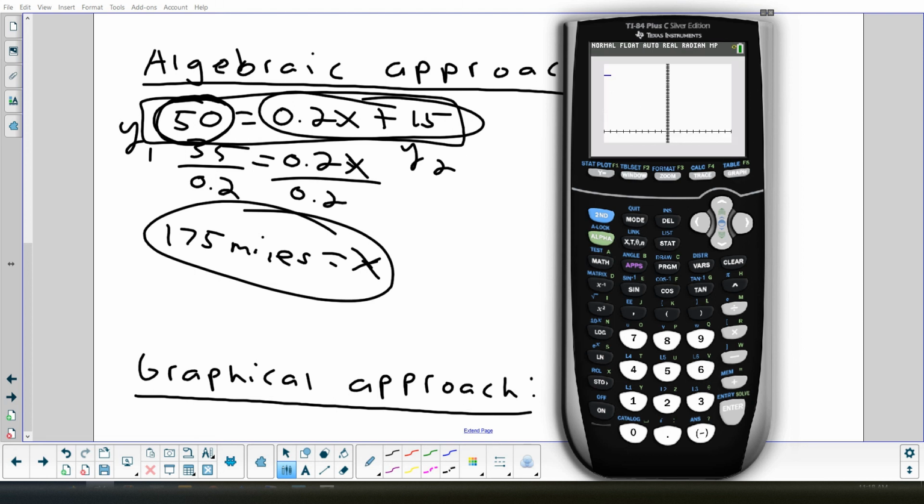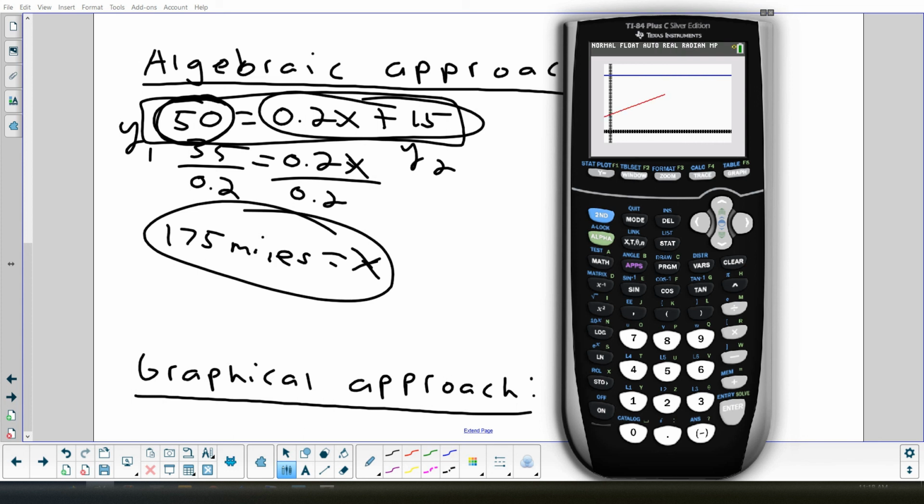Let's hit graph now. Now we can see y equals 50. But what do I have to do now? You have to move further to the right, so you can actually see where they intersect. I already know how far to the right I have to go. I'm only going to 10, right? If I was doing this problem, I might have to guess. Maybe I would try 100, and I would see that that's not enough. Since I know it's 175, I'll do 200. Now I can see my horizontal line at 50.